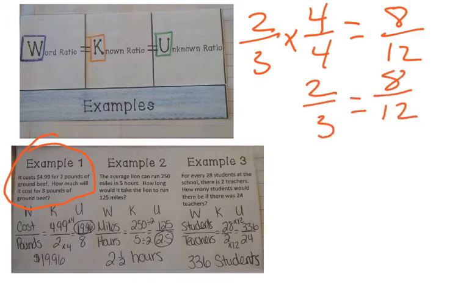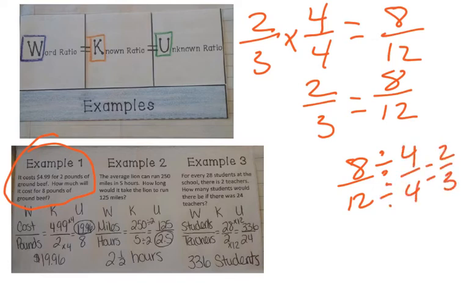Okay? And you can tell that something's equivalent if you reduce your ratios to simplest form. They will be equal. So if I take 8/12 and I divide that by 4/4, I'm going to get 2/3, right? So I get what I started with there. Okay, so that is how we make equivalent ratios. We multiply using identity property.